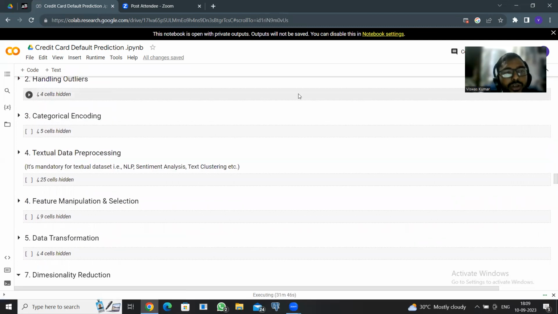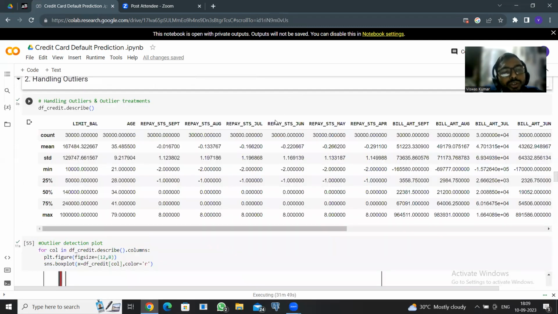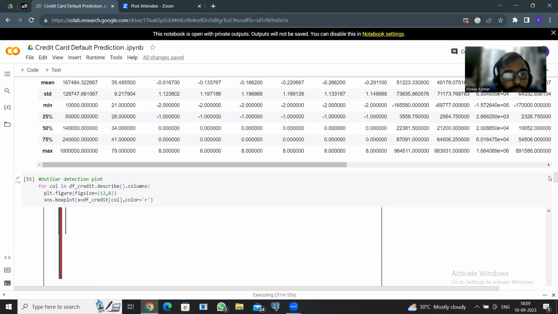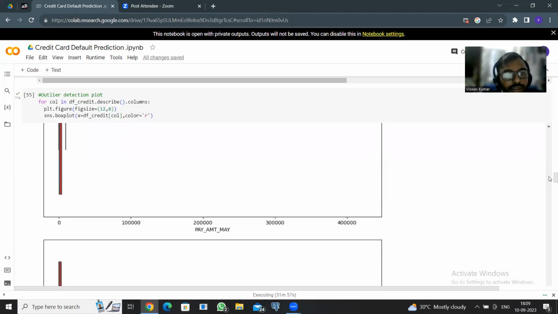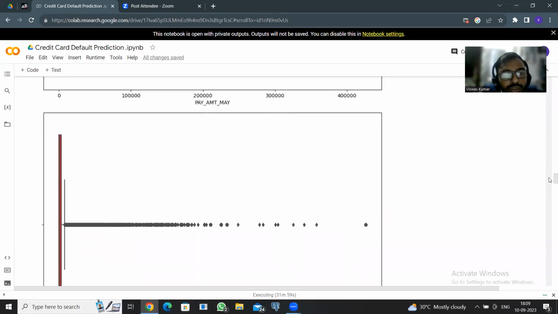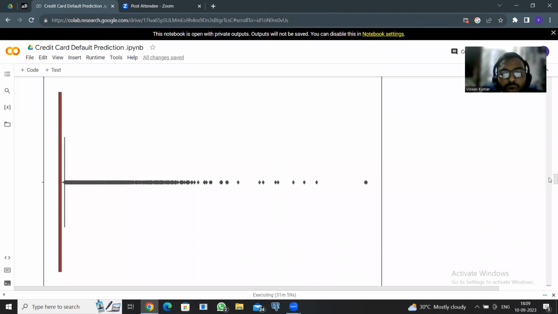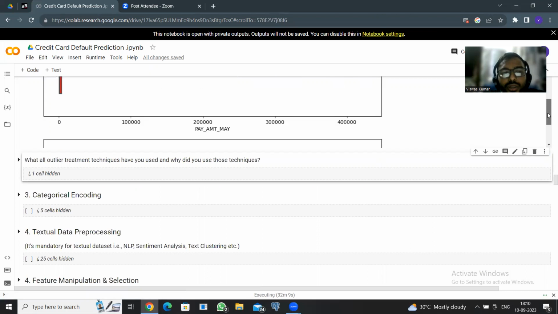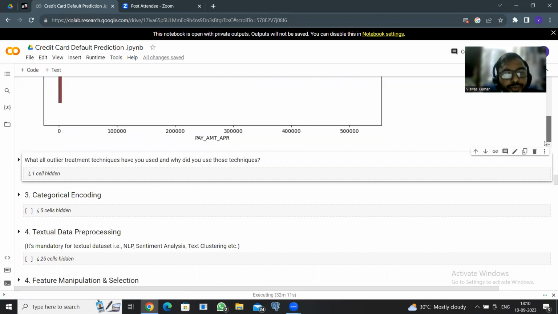Next is handling outliers. Outlier treatment should be done so that our model is trained well and there is no overfitting. From the figure, we can see the outliers using the box plot. We can see the outliers present in the data frame. For the outlier treatment, we can use the IQR method, which is the interquartile range method.